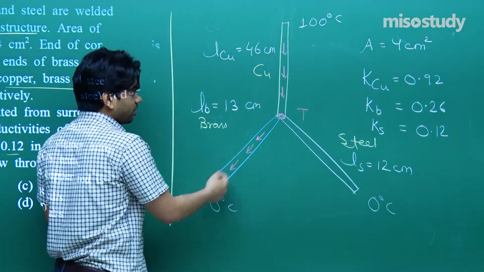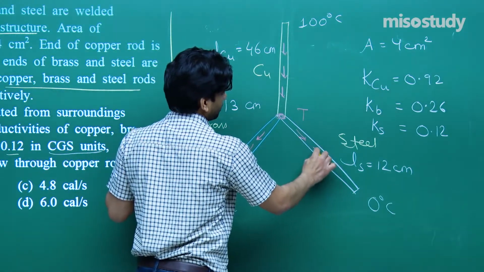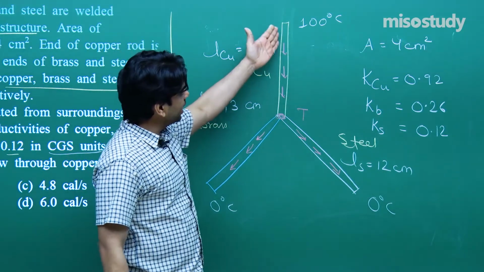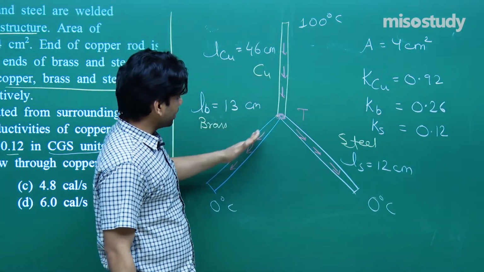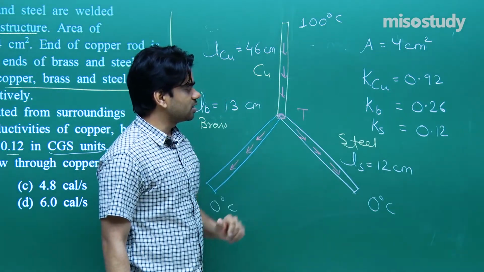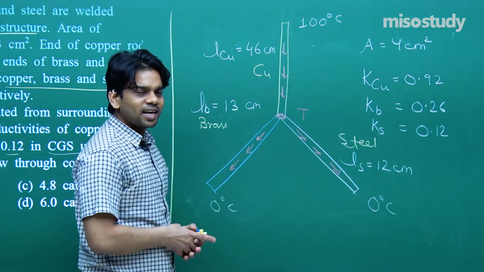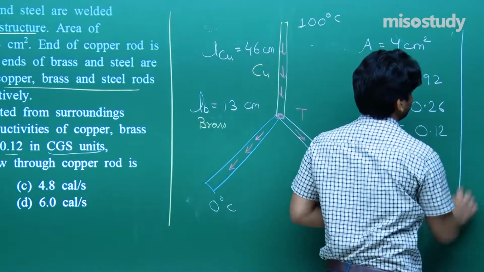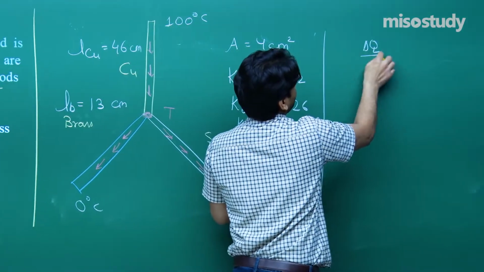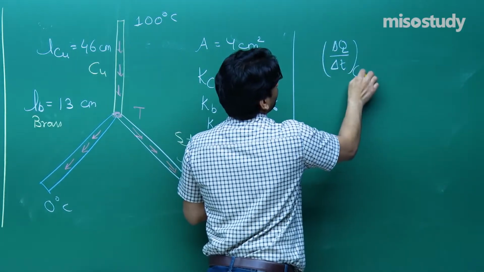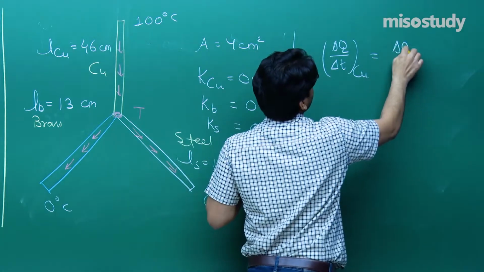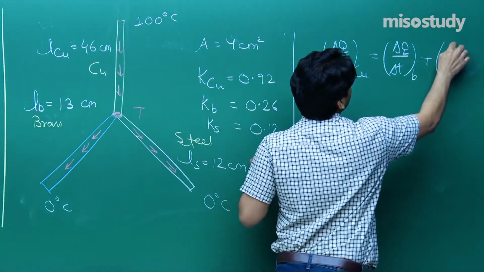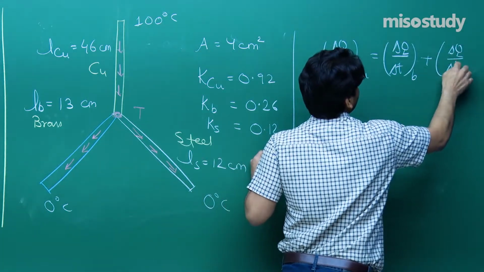Let's say it will be reaching here, and the same will reach here also. Now you see, heat energy is transmitted through the copper rod, the brass rod, and the steel rod. We can say that as heat energy is transmitted here, it gets distributed. So heat energy transmitted through copper will be equal to heat energy transmitted through brass plus heat energy transmitted through steel.